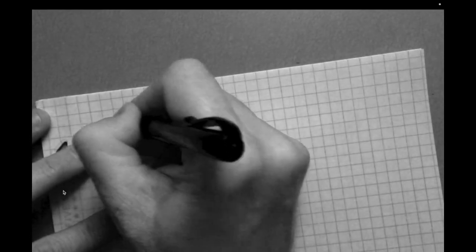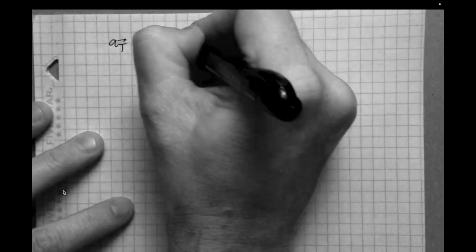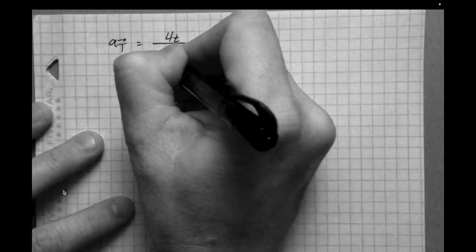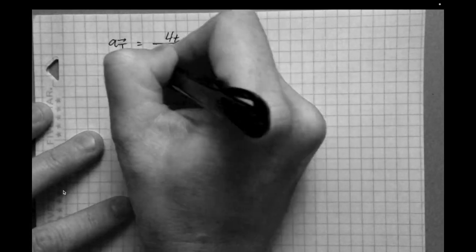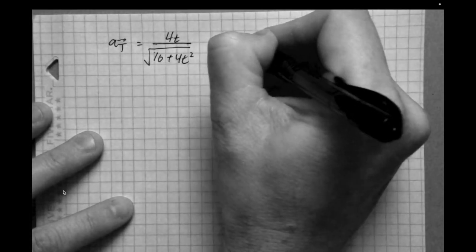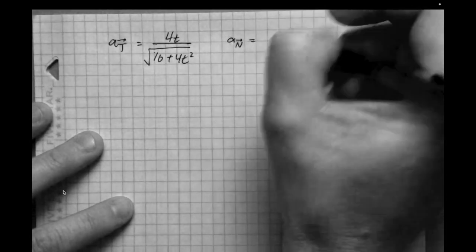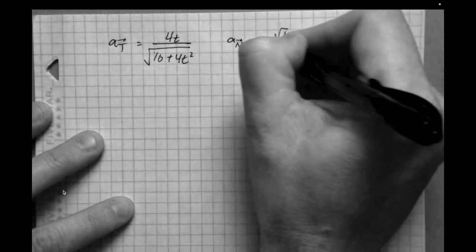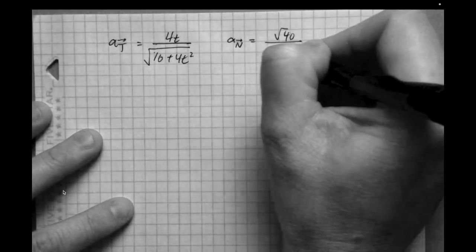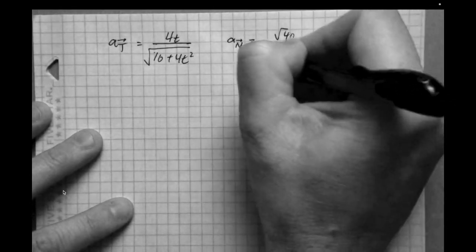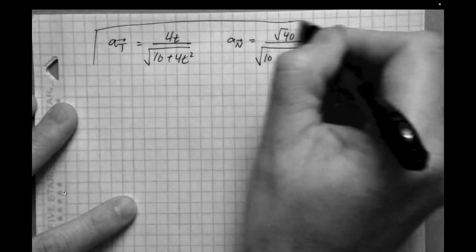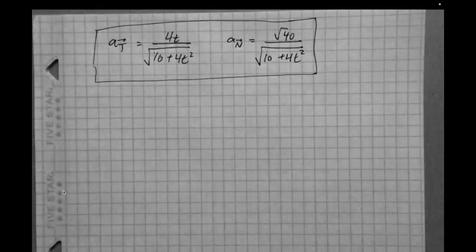So all together here, we have a_T, which we found to be equal to 4t over the square root of 10 + 4t^2, and a_N equal to the square root of 40 over the square root of 10 + 4t^2. Okay, so that would be the two components of acceleration.